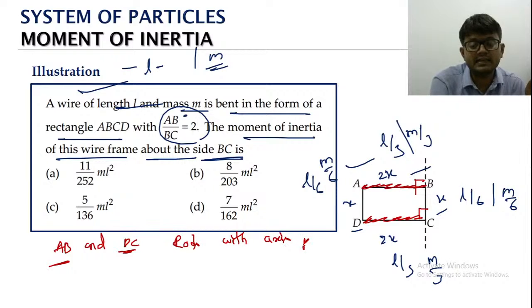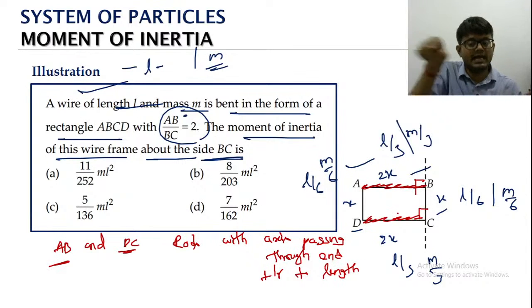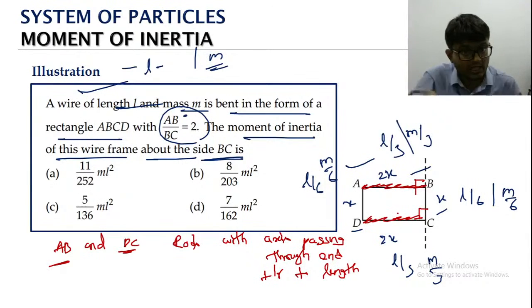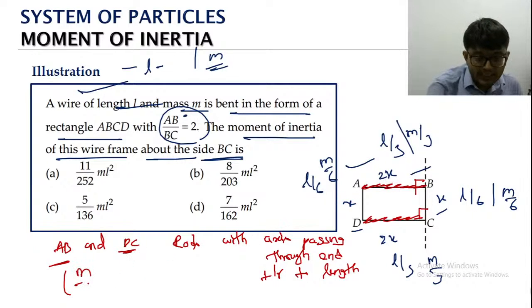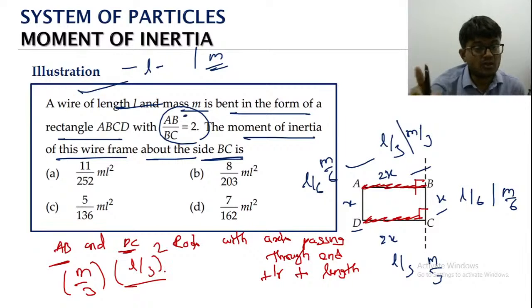How is the axis? Passing through the end and perpendicular to the length. How is the BC axis? It is like the axis passing through the end and also perpendicular to the length. What is the moment of inertia formula for each of them, because they are identical, right? So for each of them, it will be the mass of that portion of the rod, which is m by 3, into the square of the length. Length is L by 3. That's why we have the square of the length, divided by 3.